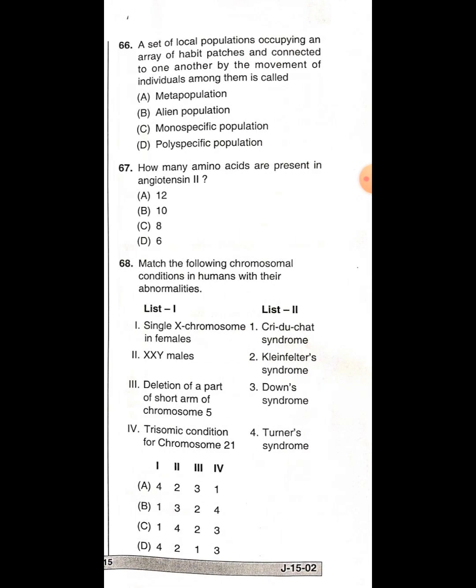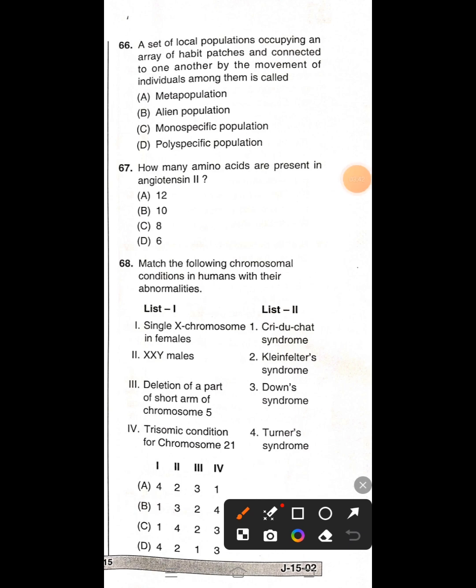A set of local populations occupying an array of habitat patches and connected to one another by the movement of individuals among them is called. Options are metapopulation, alien population, monospecific population, polyspecific population. So for this the correct answer is metapopulation. Okay, so let's see the next question.